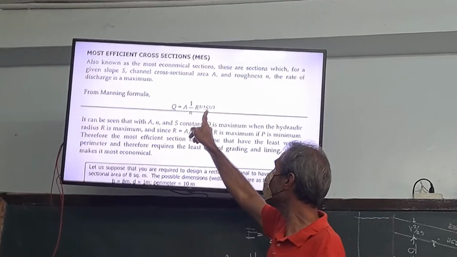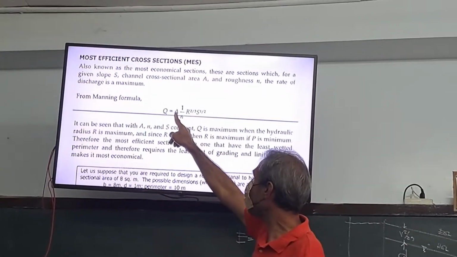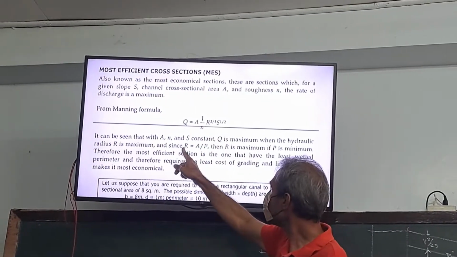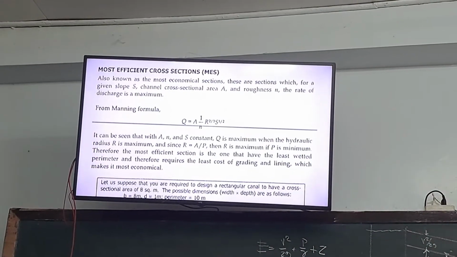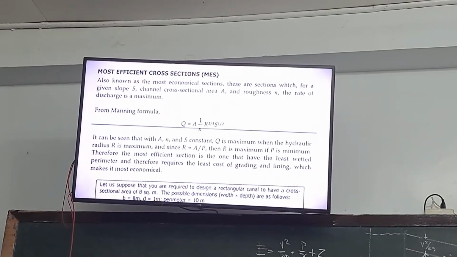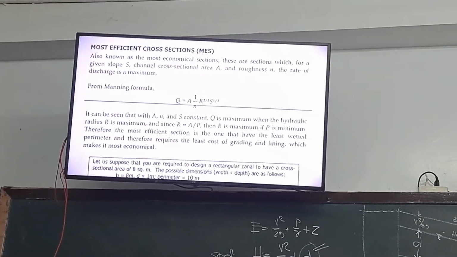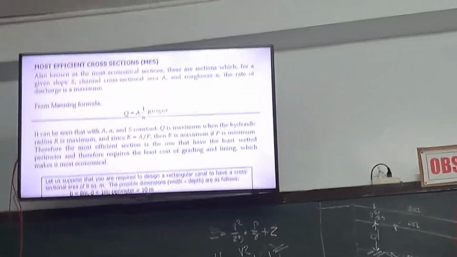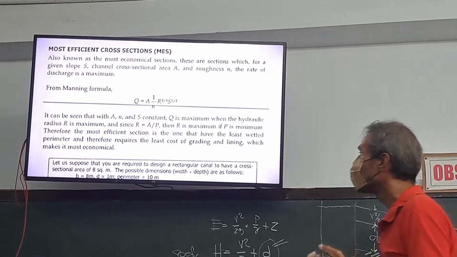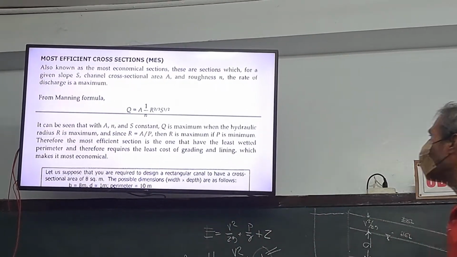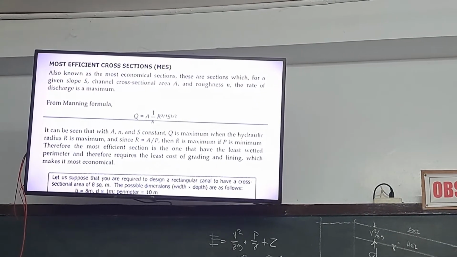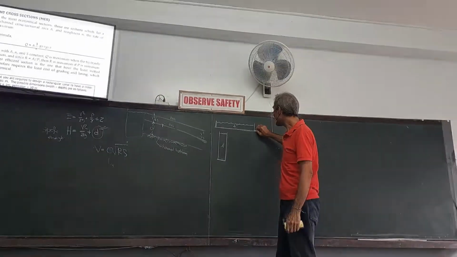A is also a function of R. Since R is area over wetted perimeter, R is maximum if P is minimum. P should be as small as possible for A to be large. Therefore, the most efficient section is the one with the least wetted perimeter, and therefore requires the least cost of grading and lining.